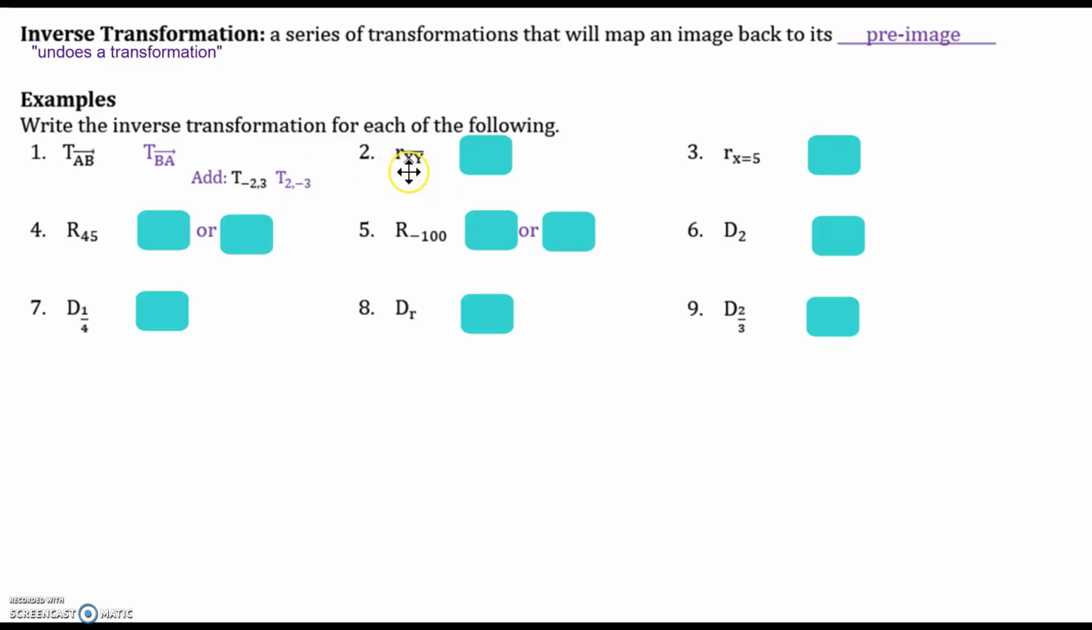If you're doing a reflection over a line and you want to get back to where you started, you reflect back over the same line. Nothing changes. And if that line is an equation, same idea, it's not going to change.